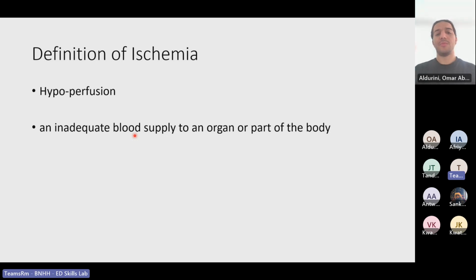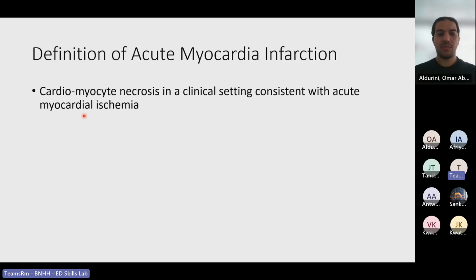Ischemia is hypoperfusion. Hypoperfusion usually means there is no adequate blood supply to an area of the body or an organ of the body. This is hypoperfusion or ischemia. Is it a localized hypoperfusion or a generalized hypoperfusion, depending on the state of the patient? This hypoperfusion or ischemia might lead to death of the tissue that is affected, and in the case of the heart, we call it infarction.